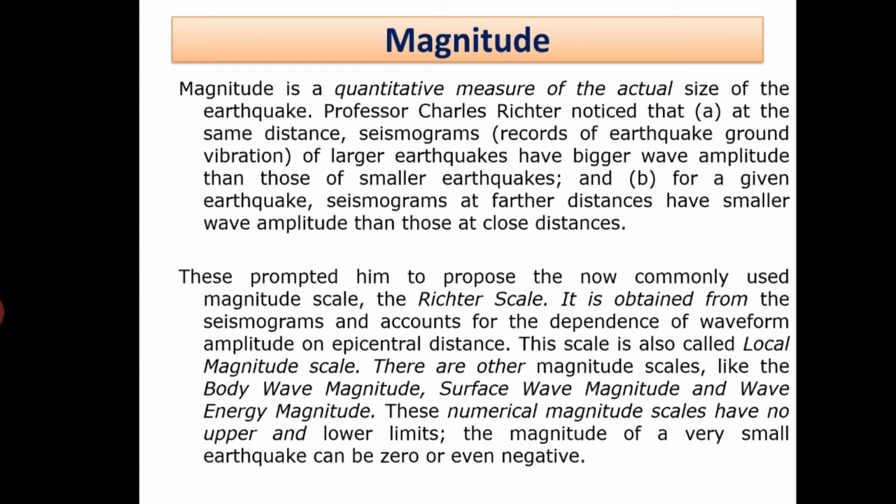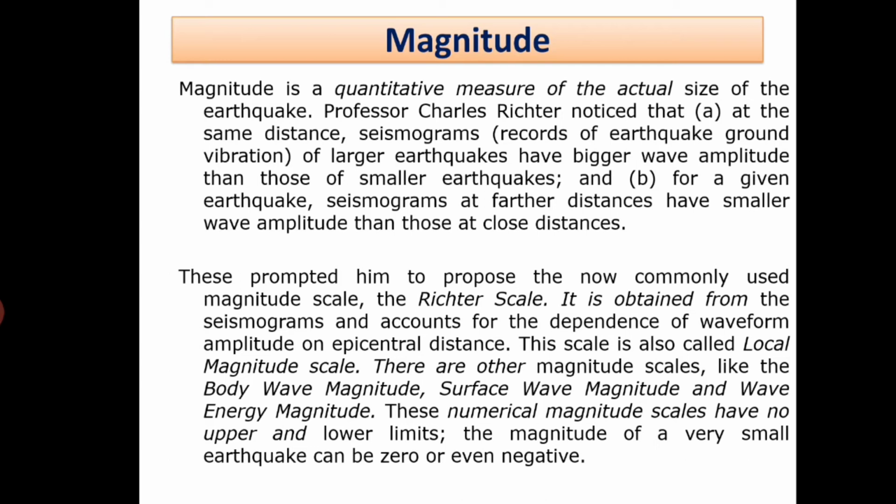It is obtained from the seismograph, and it accounts for the dependence of waveform amplitude on epicentral distance, and the scale is also called the local magnitude scale. There are other magnitude scales like body wave magnitude, surface wave magnitude, and wave energy magnitude. But most commonly we record in the Richter scale, or you can say the magnitude scale.